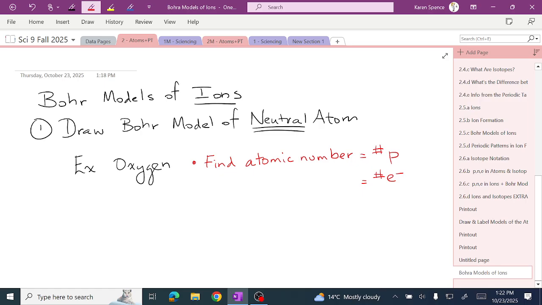Go find that on your periodic table. Has anyone lost their periodic table and need another copy? We're all good? What's the atomic number of oxygen? Everybody. 8. Okay, because when we look at oxygen on the periodic table, up at the top there is an 8, so our atomic number is 8.